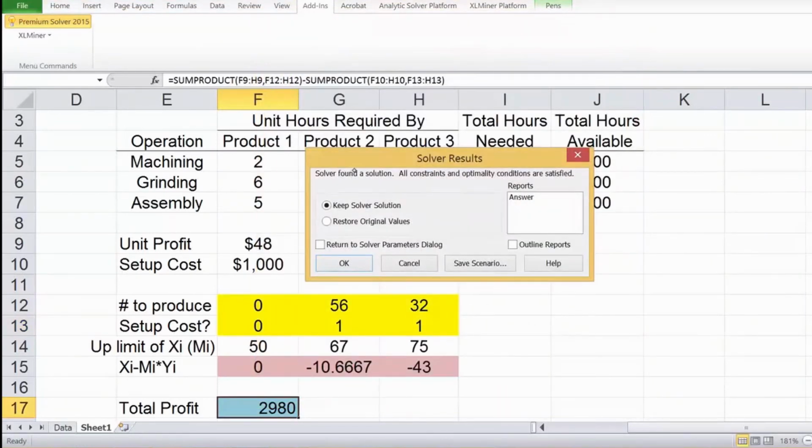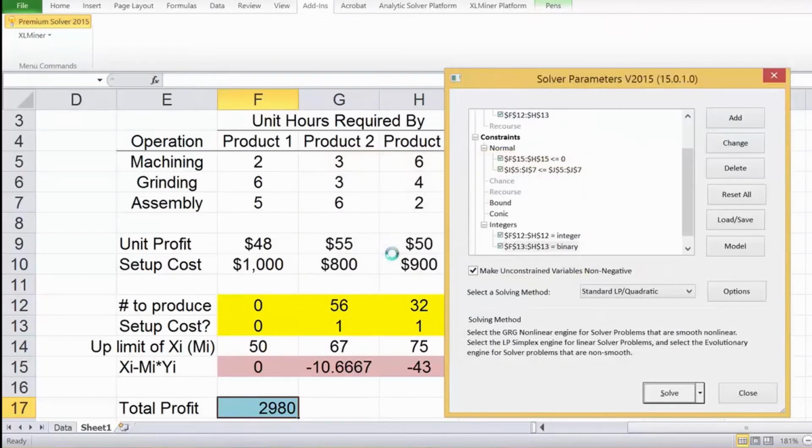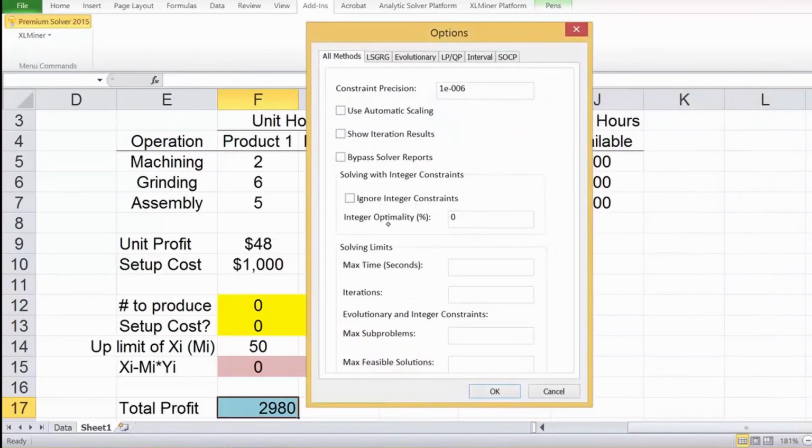Okay, solver found a solution. All constraints and optimality conditions are satisfied. I don't know if you guys still remember, we did talk about the message last time. I got this message because in this option here, the integer optimality tolerance, I set to be 0, which means that solver needs to find the best optimal solution for me.